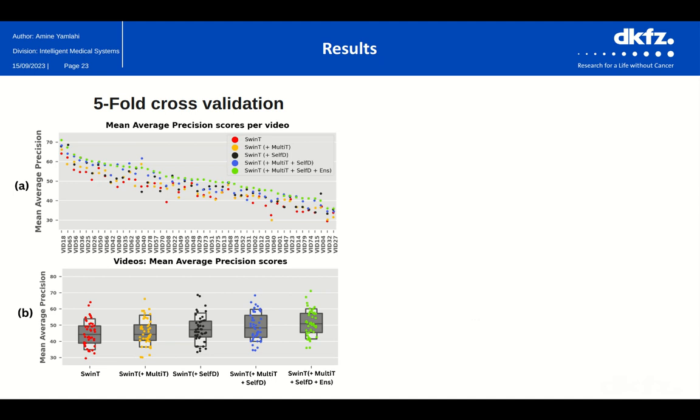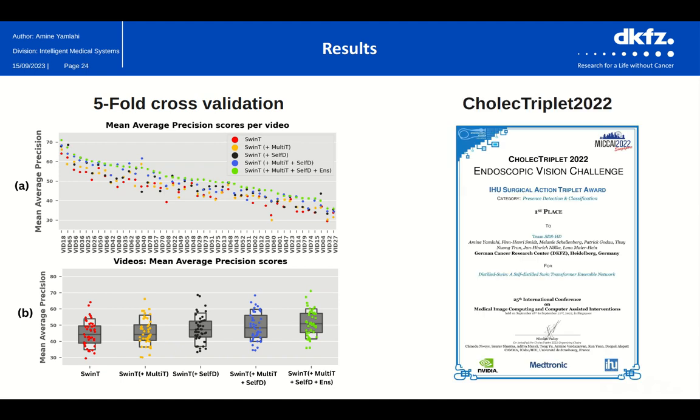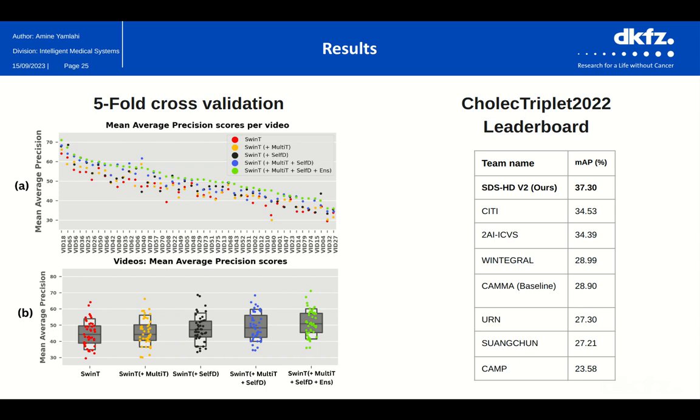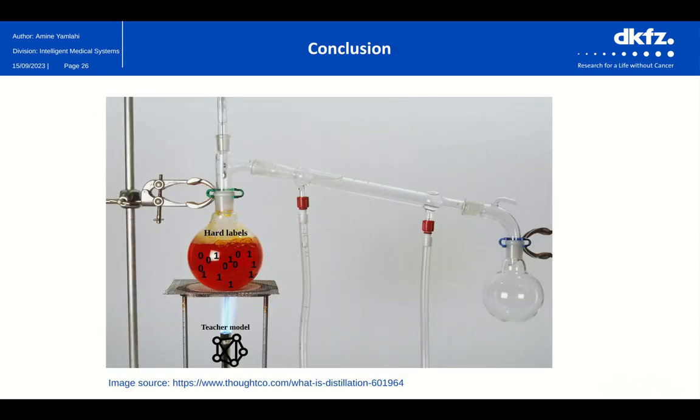Our five-fold cross-validation analysis consistently demonstrated the benefit of each of our components: self-distillation, multitask learning, and ensembling. The biggest performance boost was achieved through self-distillation methodology. As you all know, internal validation can be subject to overestimation of performance. So, how did we perform in the challenge? We finished in the first position as our self-distillation based method outperformed other methods that primarily relied on multitask learning or sequential models.